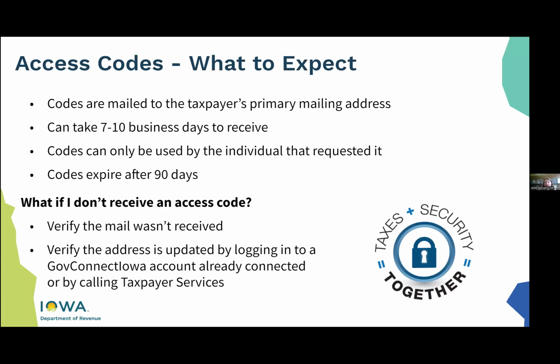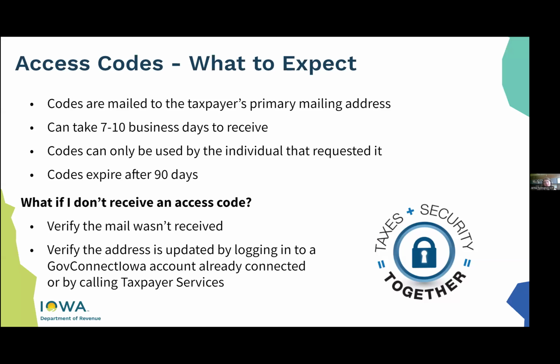If you're requesting access to an account, here's what you can expect. And this is, again, what's next. What happens if an access code letter is mailed? That will be mailed likely the next business day. And then a letter with that code is mailed to the account holder's primary mailing address. Once you receive that code, you'll need to either provide it to the person that requested it, or if it was you, you log into your GovConnect Iowa account and you enter that code.